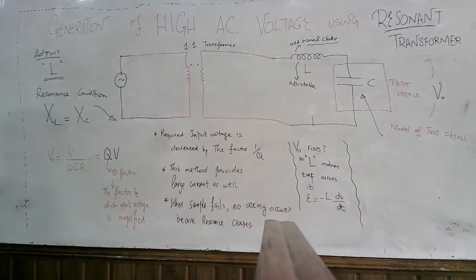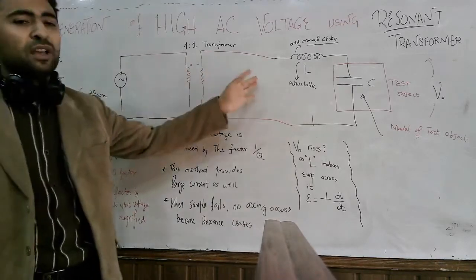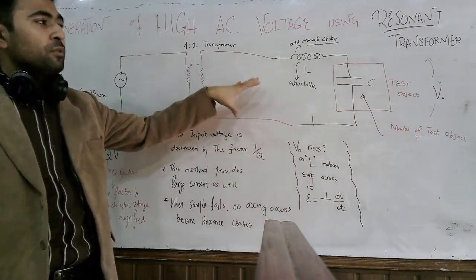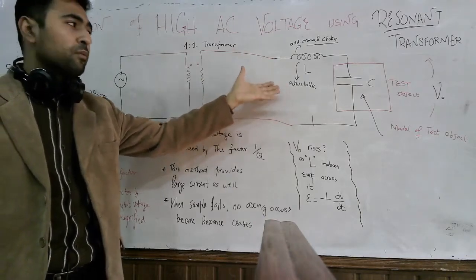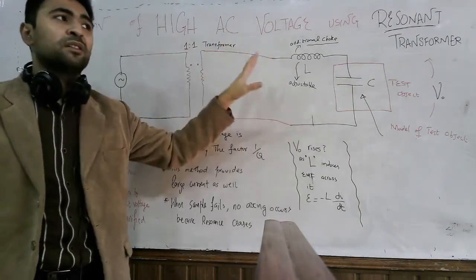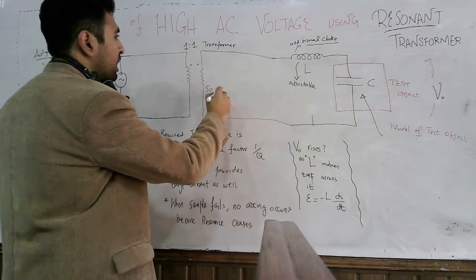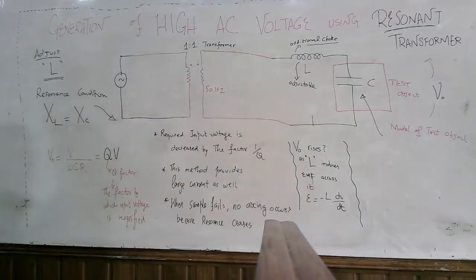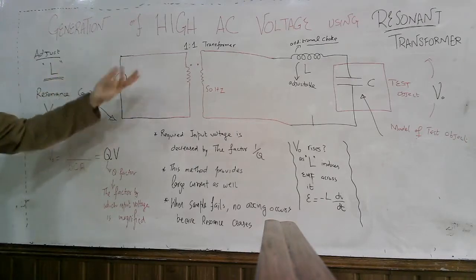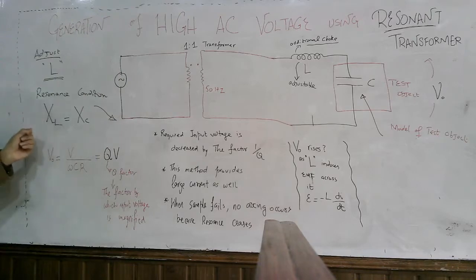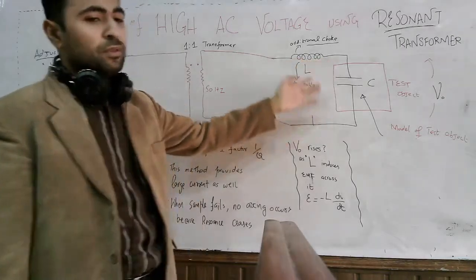Now what happens, what we do, we get this circuit into resonance condition. How? Let's say this is a 50 hertz transformer, and this is the adjustable inductor. So you adjust the value of the inductance such that this circuit becomes resonant, and at resonance the capacitive reactance is equal to the inductive reactance, XL is equal to XC, and this is the equation of the voltage of the resonating circuit.